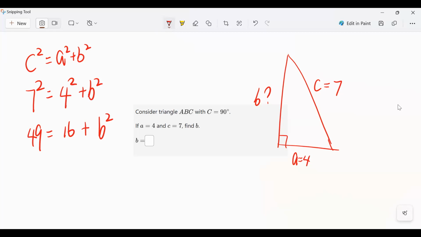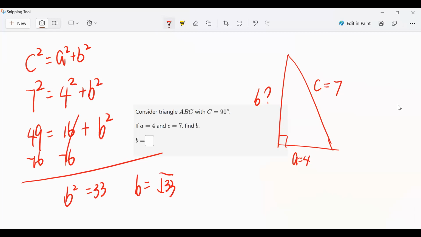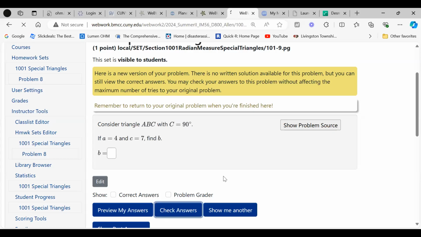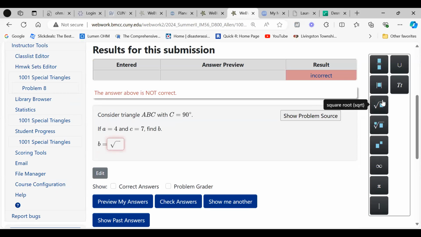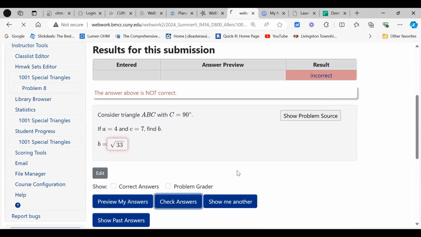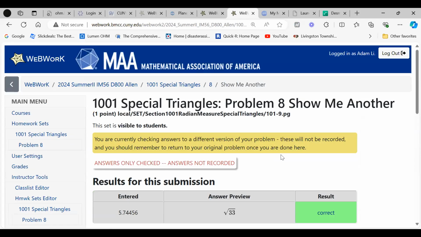Subtract 16 from both sides of the equation. And so B squared equals 33. And then B equals the square root of 33. Then we can simplify, but we're going to leave it as is, square root of 33. Don't bring the answer yet. Check the answer. Yeah, that's good.